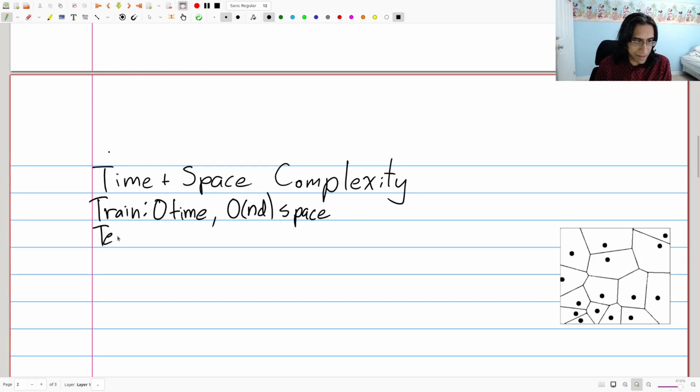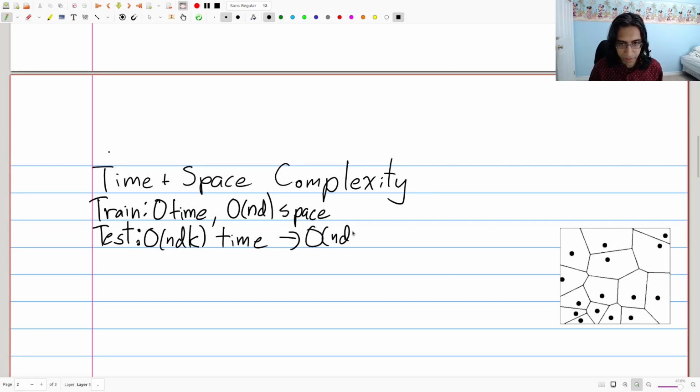But at test, this is sort of a trickier part. When you do the testing, you have to take O of n times d. Let me say it naively, O of ndk time, which can be improved to O of nd time. And let me tell you why this is.